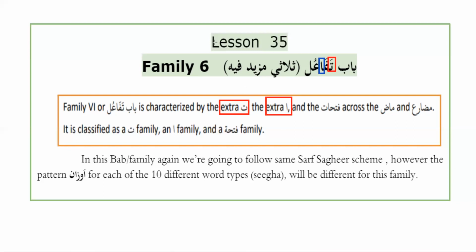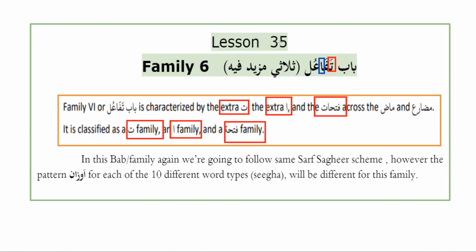Another characteristic of this family is fathat. You would see a lot of fathat across Fi'l Madi and Fi'l Mudari, so present tense and past tense, you would see lots of fathat. So this family is classified as ta family, as alif or extra hamza family, and fatha family.